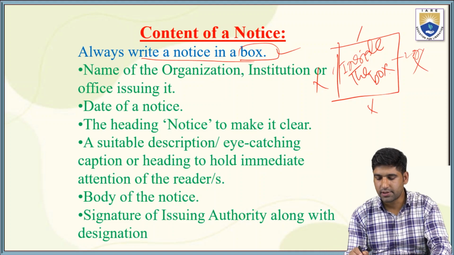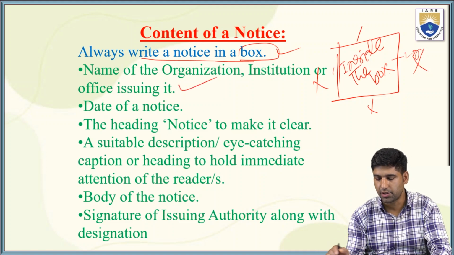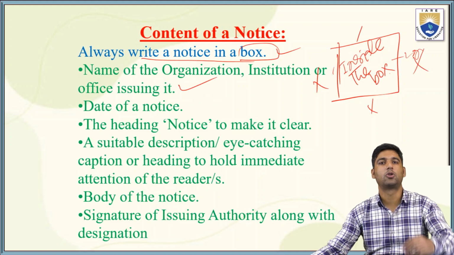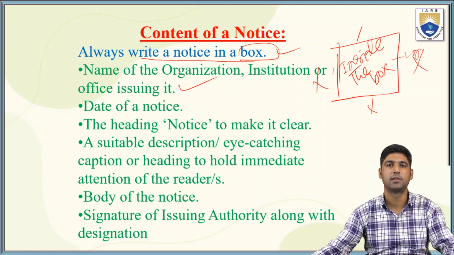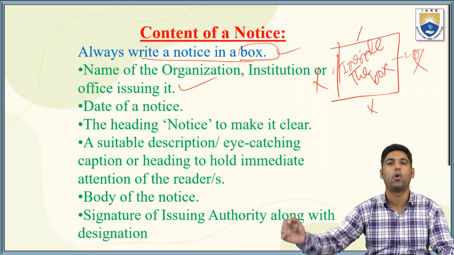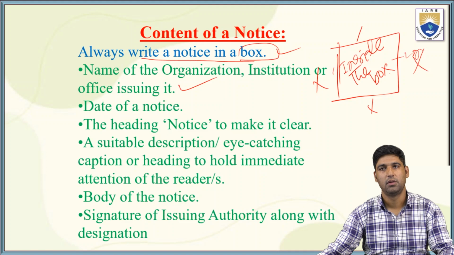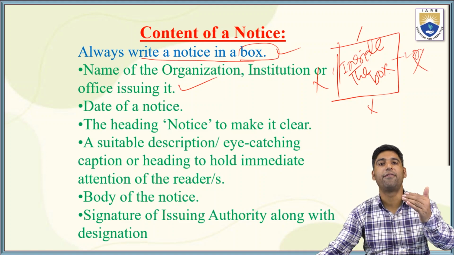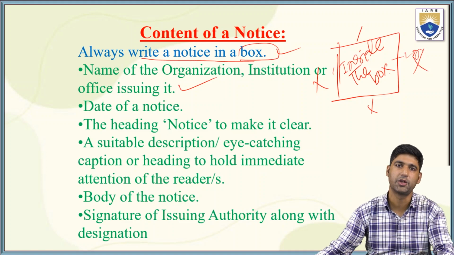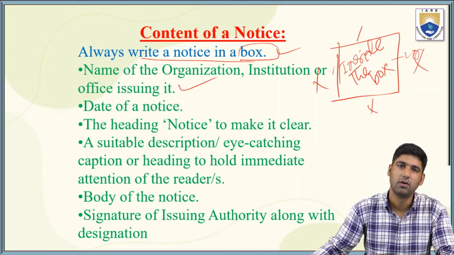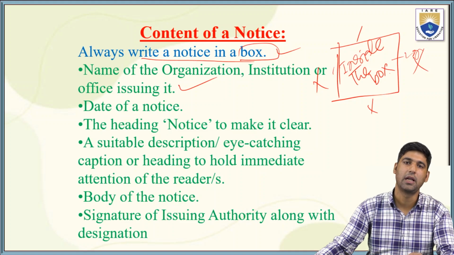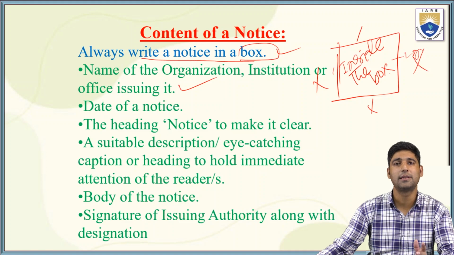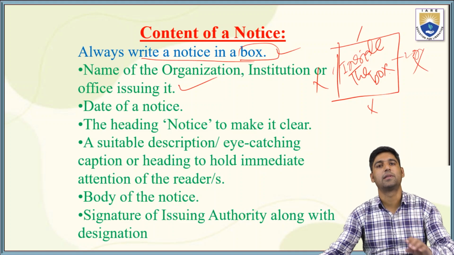At the very top comes the name of the organization, institution, or office issuing it. When we write a notice, at the top there is the name of the organization, the name of the institution, the name of the issuing office. Different offices are issuing notices: office of the collector, deputy collector, tahsildar. Different officers are issuing notices.